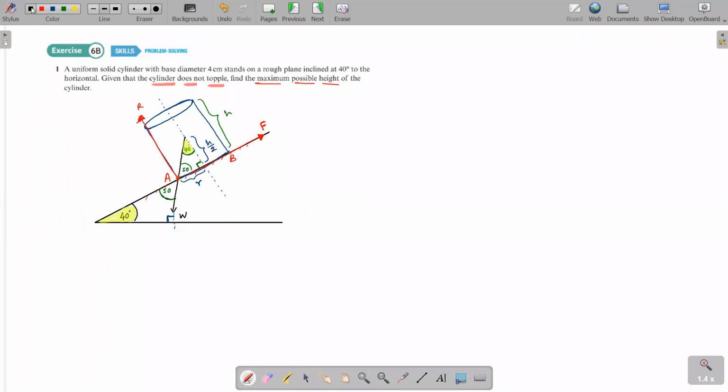Now it's time to find the height. We know the base diameter is 4 centimeters. If the diameter is 4 centimeters, it means the radius is 2 centimeters. All right, guys. So we are ready now. Let's apply sine, cos, tan to this right angle triangle, the one I'm shading in red. We can go with tan 40, opposite over adjacent. For the 40-degree angle, opposite is R and adjacent is H over 2.